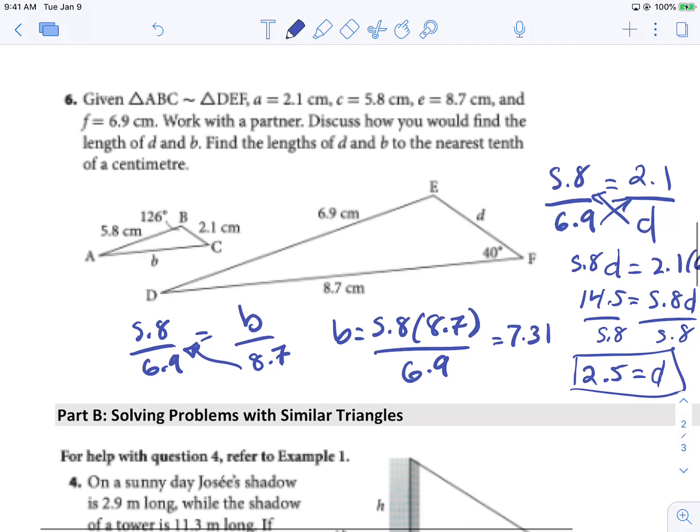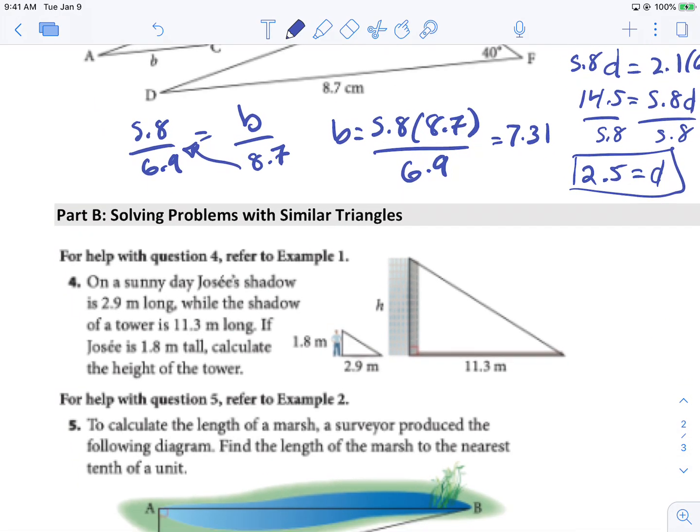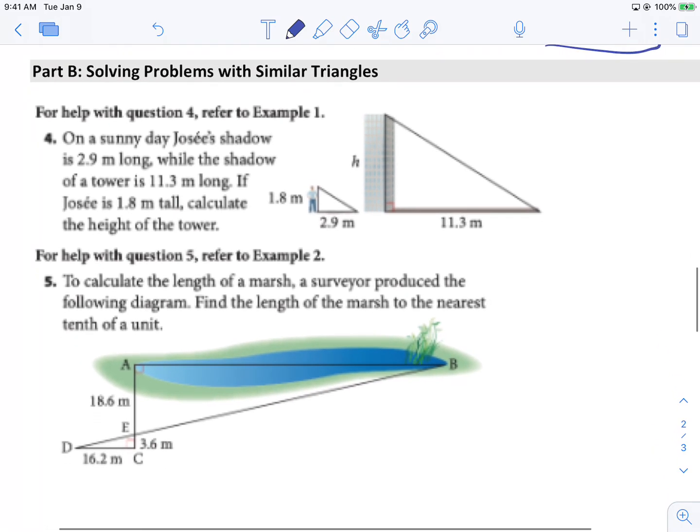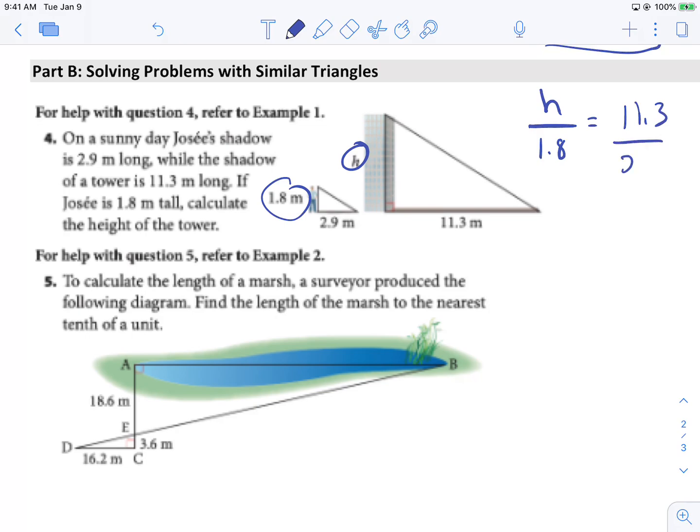Okay. Now, part B. We should be good at this stuff because if you can do the first part, there's no reason you can't do this second part here. This is just setting up a ratio. We're just trying to figure out H, and this one's actually even easier. We're going to take our H divided by whatever is similar to it, which is the 1.8, equals 11.3 over 2.9. So H is going to be 11.3 times, because we can cross multiply, 1.8 divided by 2.9.